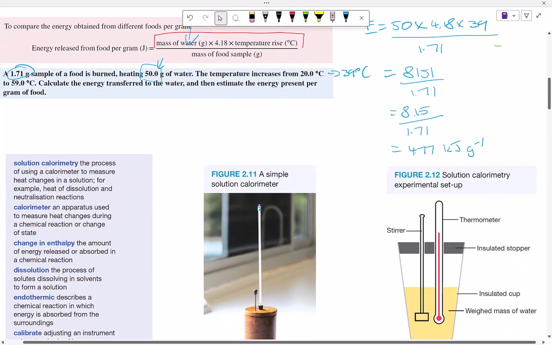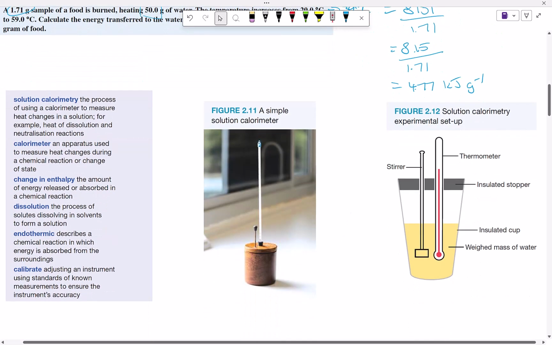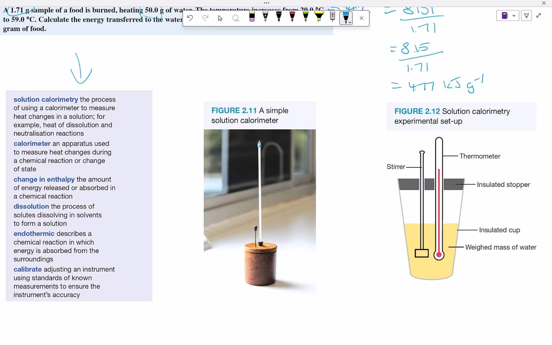All right, so let's have a look at some other terms. We've got some vocab terms here. We're looking at solution calorimetry, so we're using heat exchangers in water in solution. So we can do different setups there. We're going to use a calorimeter, which is what measures out that heat change.